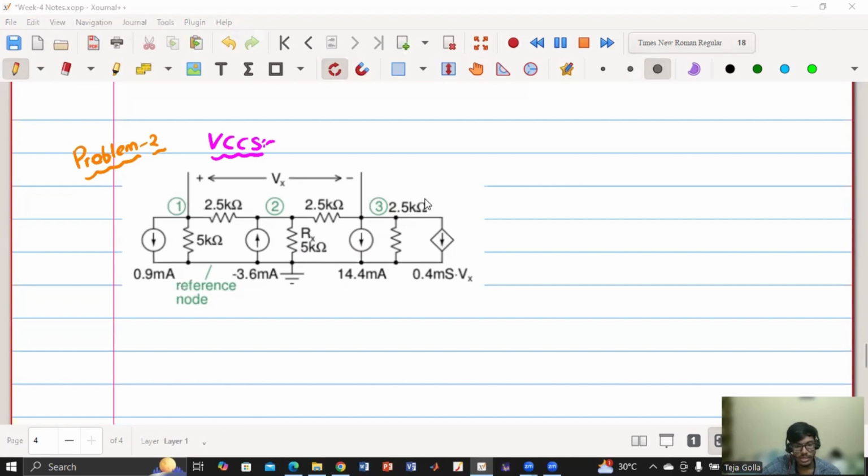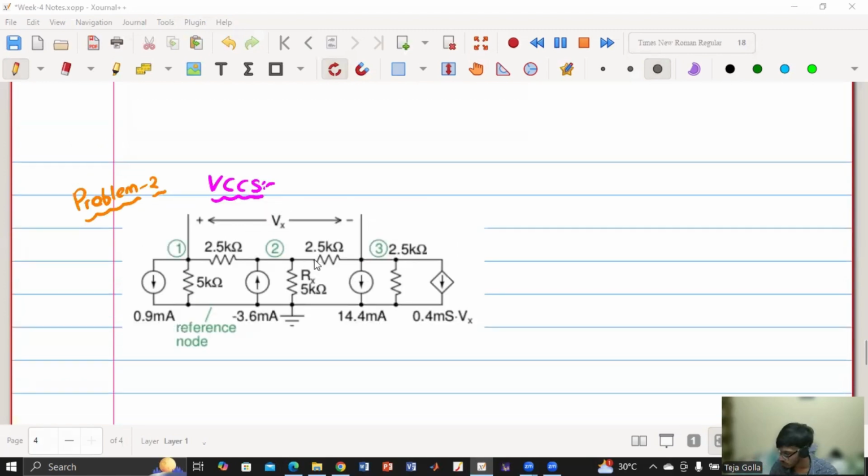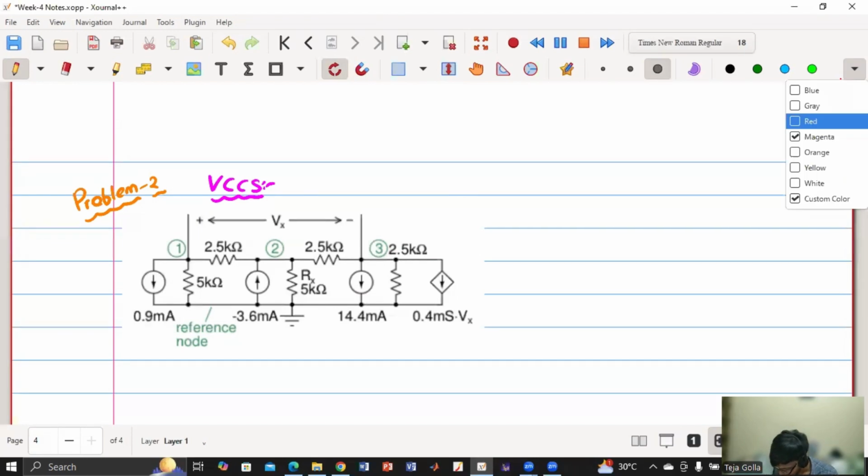But the only change is going to happen at node 3, where there is a dependent source. So first we'll write the node 1 and node 2 equations. How are we going to write them? We are going to write in terms of conductance. So first let us write this in conductance.